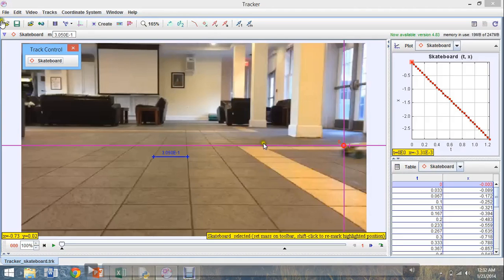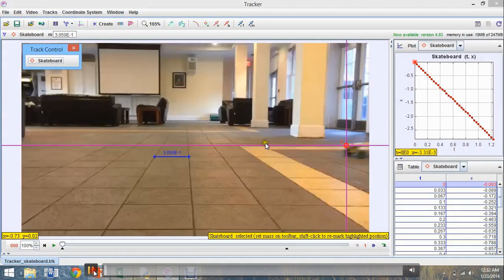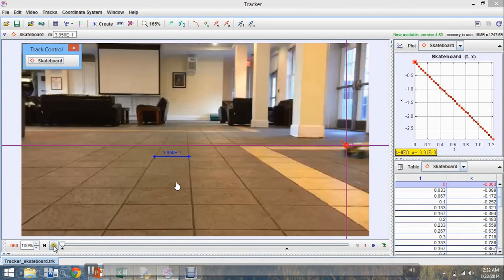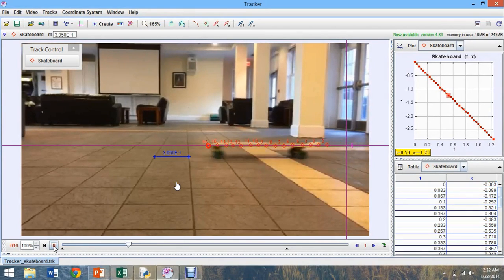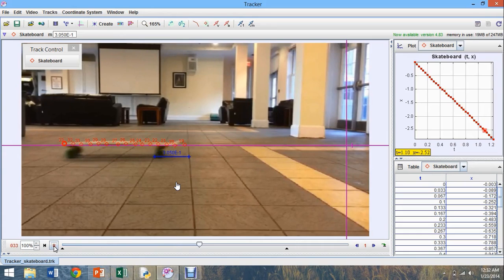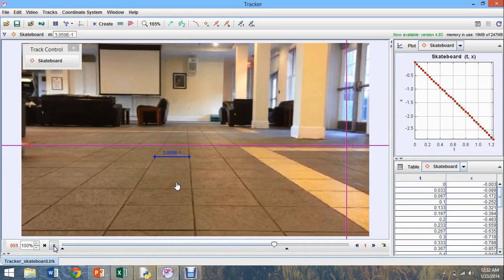Here you'll see my tracker video of what I've done. As you can see, the origin is on the right side of the screen, and the skateboard moves from the origin along the negative x-axis to the left.